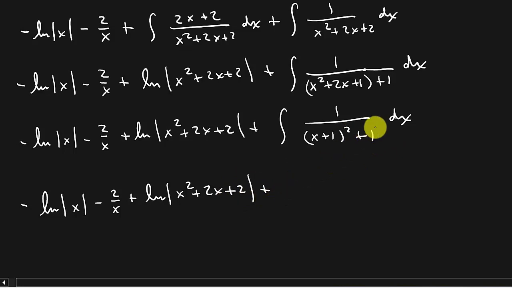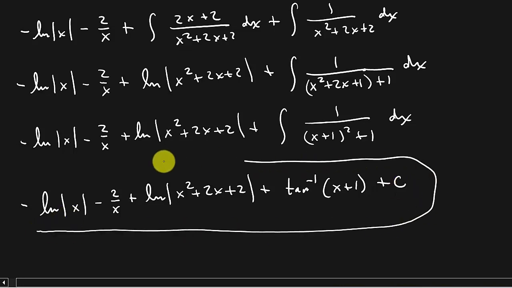I mean, a squared is 1. A is 1. So that's what? Inverse tan of what? x plus 1 plus c. And this is your answer.